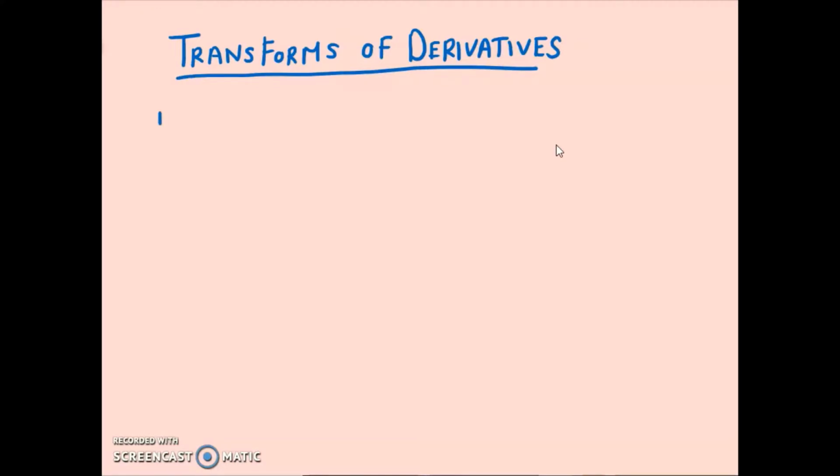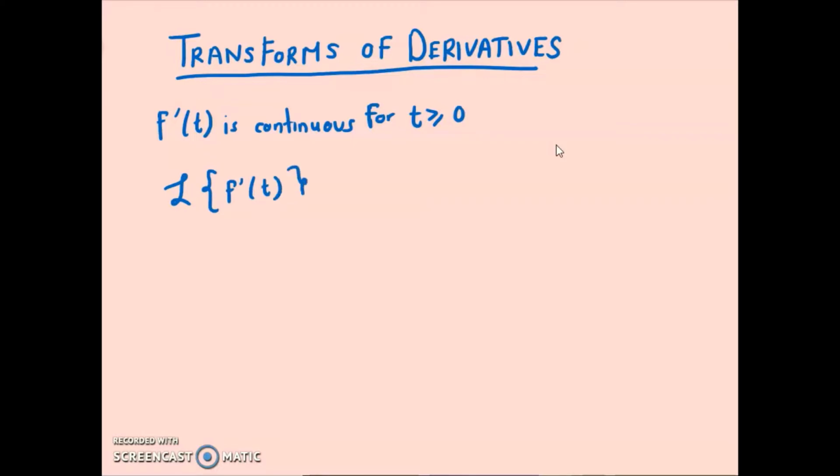If we have a function f prime of t that is continuous for t greater than or equal to 0, then the Laplace transform of f prime of t is given by the definition of the Laplace transform, the integral of e to the negative st times f prime of t dt. Obviously, to solve this you need to use integration by parts. I would say this to be your u and this term to be your dv.